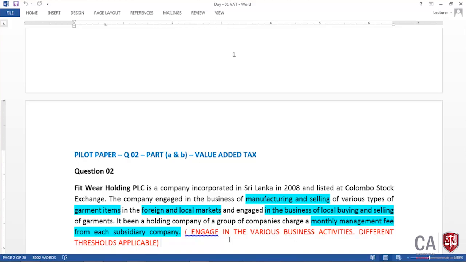Manufacturing and selling: 3 million per quarter and 12 million per annum before the proposed change. For local buying and selling: 12.5 million per quarter, including all the turnover, excluded, exempted, liable and all. Then it's additional information for you. Being a holding company of a group of companies, they charge a monthly management fee from each subsidiary company. Other than manufacturing and local buying and selling, they are providing a service to their subsidiary companies. Now I have highlighted they engage in various business activities, so different thresholds are applicable. That's the first para, the learning outcome you should gain.